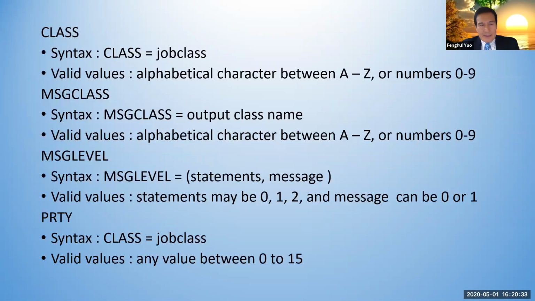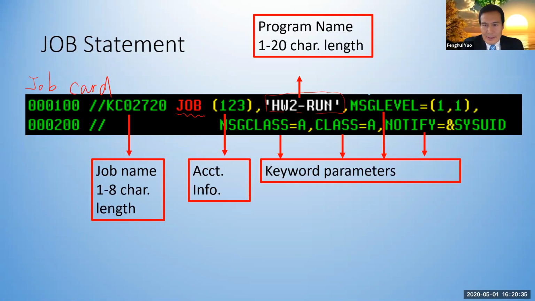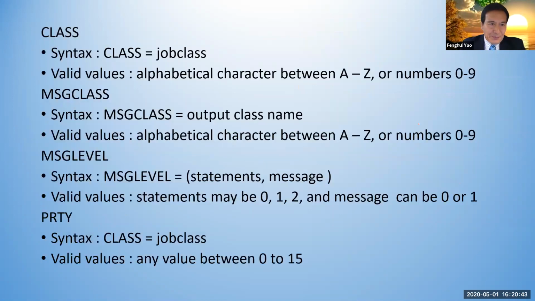Okay, let's look at the class, message class, message level, notify. Let's look at those keyword parameters. The class syntax is here: CLASS equals job class. The valid value is alphabetic characters A to Z or 0 to 9. And the message class syntax is here. The valid value is alphabet A to Z or numbers 0 to 9 for the class name.